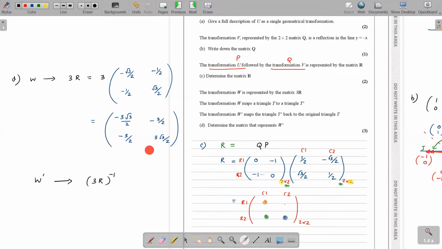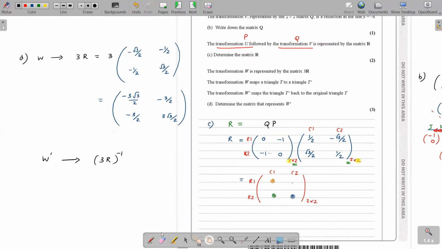Is it so difficult to find the inverse matrix of 3R? We already have the 3R matrix. You know how to find the inverse matrix, right? How do you find it? First thing is to get the determinant of the matrix. Get the determinant, and then you switch the elements along the main diagonal and switch the signs on the other diagonal. Shall we do it? Okay, let's get the determinant.